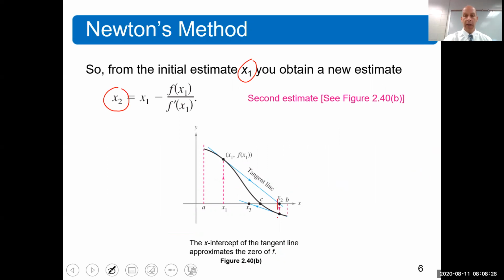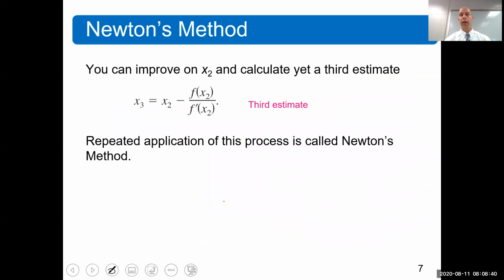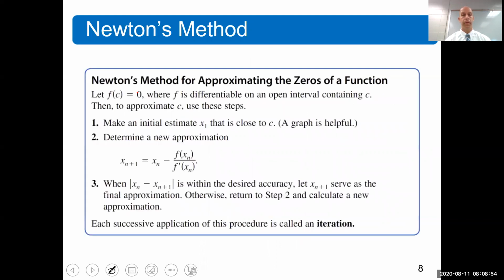So now we draw our tangent line over here, it gives us this. Now notice that x2 is closer to c, much closer than x1 was. Still not c, but it's better. And then we can get even better still, so we'll do another estimate. We'll do x3, that's our third estimate. This is an iterative process that you can repeat, and you can basically get your 0 as close to the actual value as you'd like.